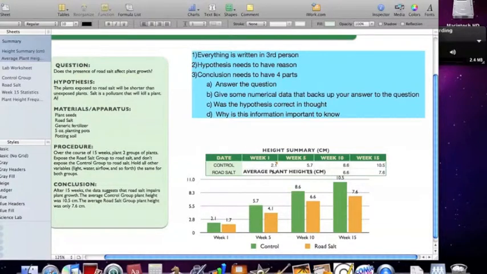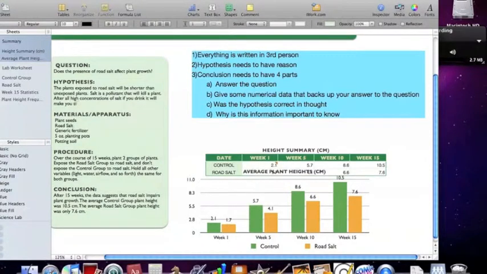After all, high concentrations of salt, if you drink it, will make you sick. Alright, so now at this point we've given a reason and why we feel the way we do. So now it's fixed, it has a reason. So let's take a look at the conclusion now.